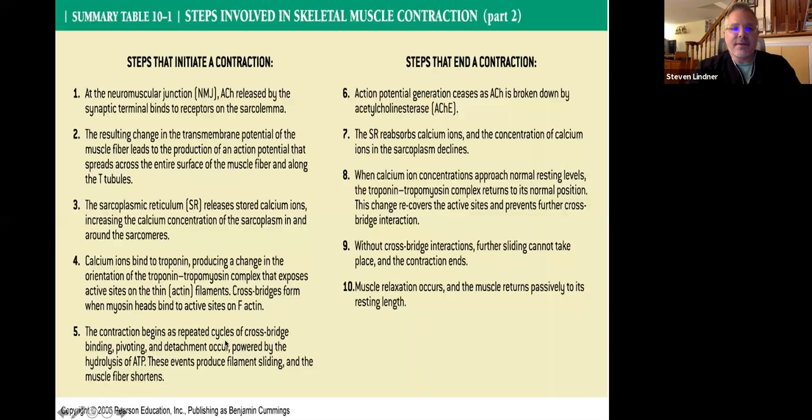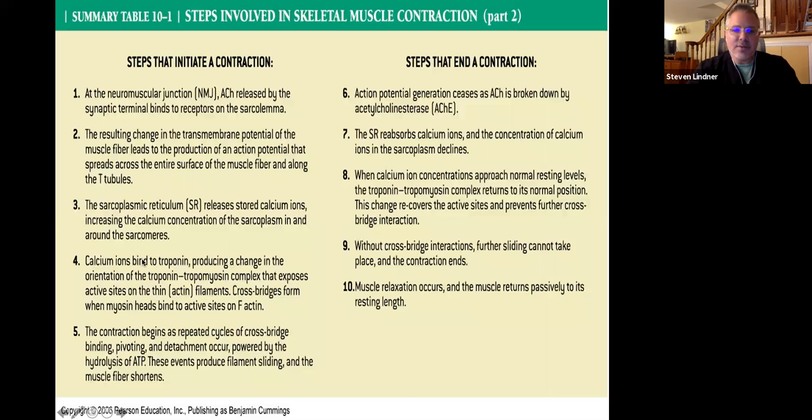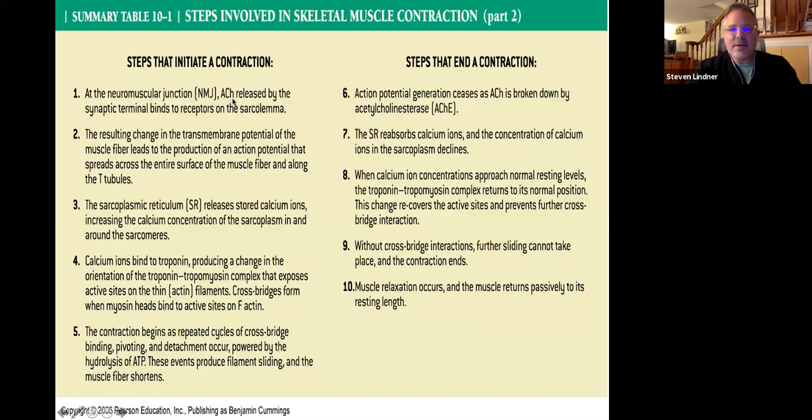So here is more of a step-by-step play-by-play. This goes along with this. So 1 through 5 is 1 through 5, and then 6 through 10 is 6 through 10. So at the neuromuscular junction, acetylcholine is released by the synaptic terminal. The resulting change in the transmembrane potential of the muscle fiber leads to the production of an action potential spreading across the entire surface of the muscle along the T-tubule.